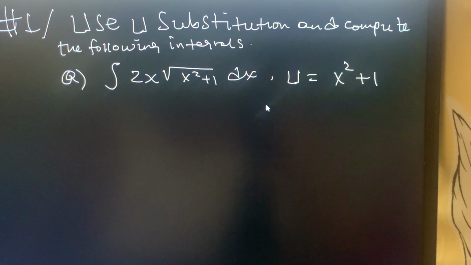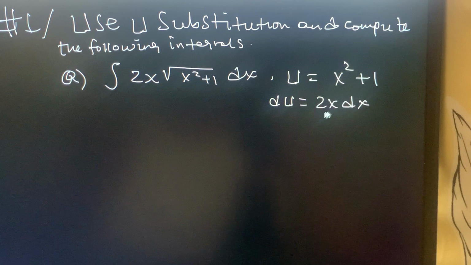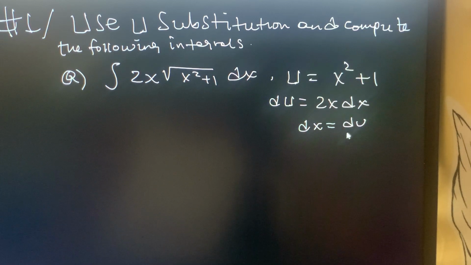Once I decide my u, I don't have to forget to find the derivative of u. The derivative of u is 2x, and don't forget to add the dx: 2x dx. Always remember to add dx, because we are differentiating u with respect to x. If u is x squared plus 1, the derivative of u is 2x dx, and from this I can solve for dx. dx is equal to du over 2x. These are the very important components that help me proceed to the next step.